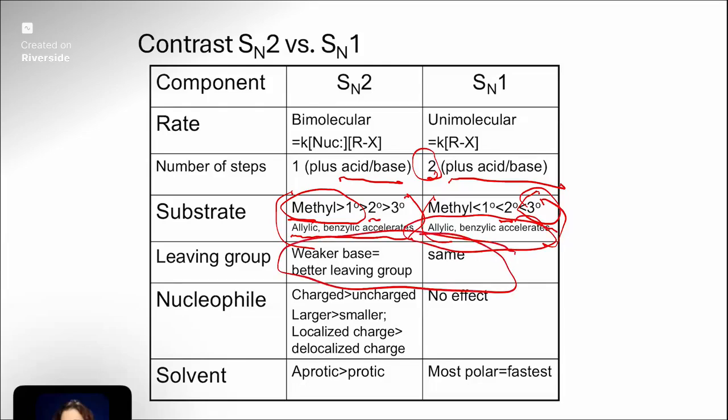Leaving group effect is the same. A weaker base is a better leaving group. Nucleophile effect is only important for the SN2 because the SN1 does not have a nucleophile in its rate determining step. And for solvent, aprotic solvents favor SN2 over protic, and for SN1, it's simply polar is faster.